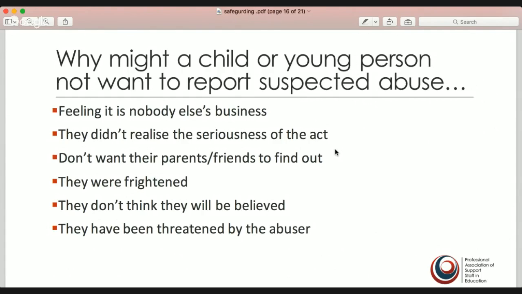Or they may have been threatened by the abuser. I mean, the people who do this, people online who disguise themselves as older people than they actually are, they know all the tricks, they know exactly what they're doing. And other young people who are bullying other young people on the internet often know how to threaten and to make sure that that person is terrified about reporting.